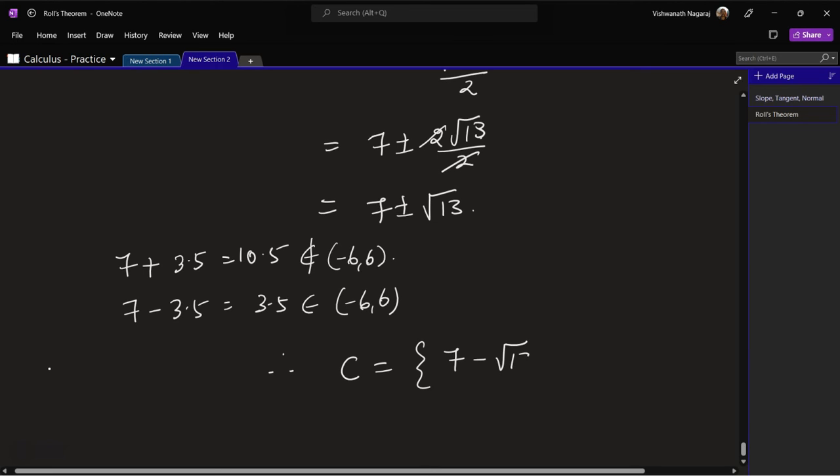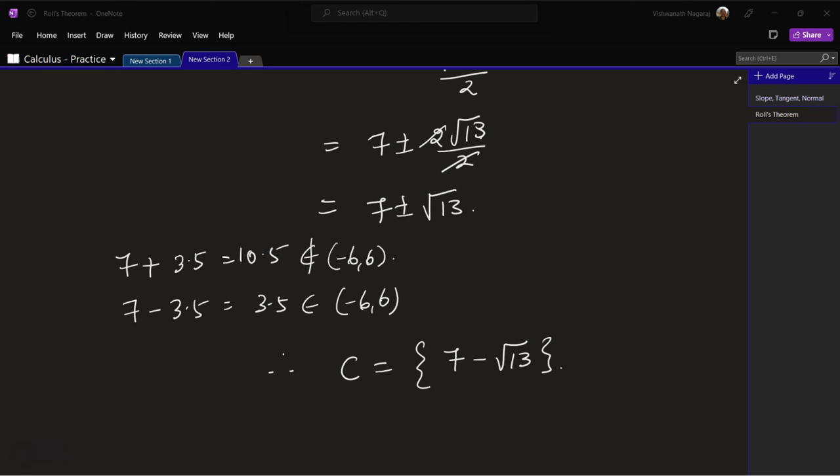7 minus root 13. Therefore, one of the results we reject. That is the mathematical answer. This is the answer in the given context.